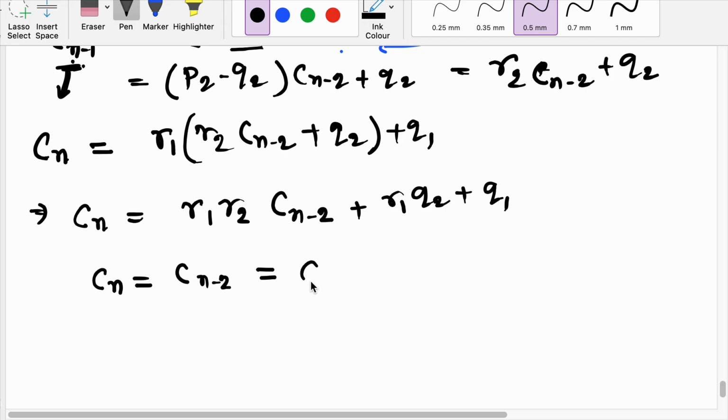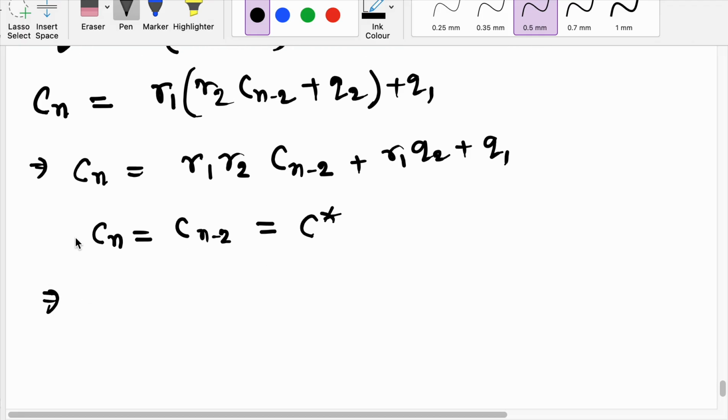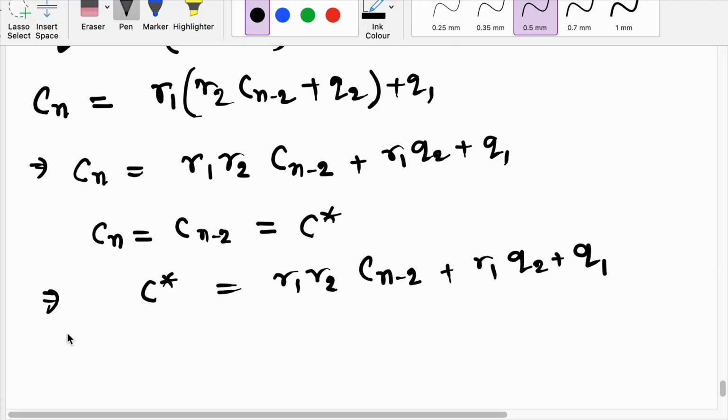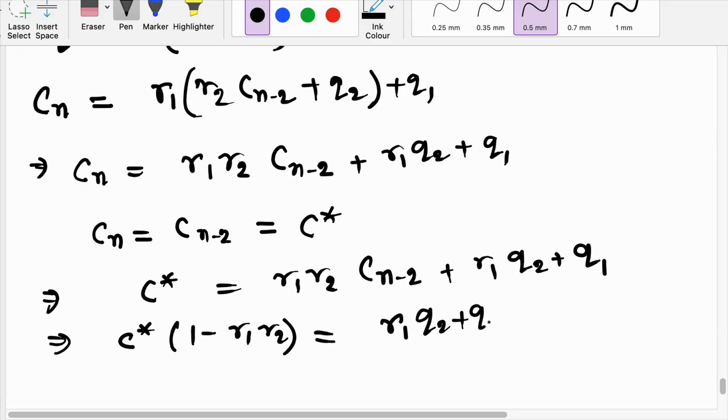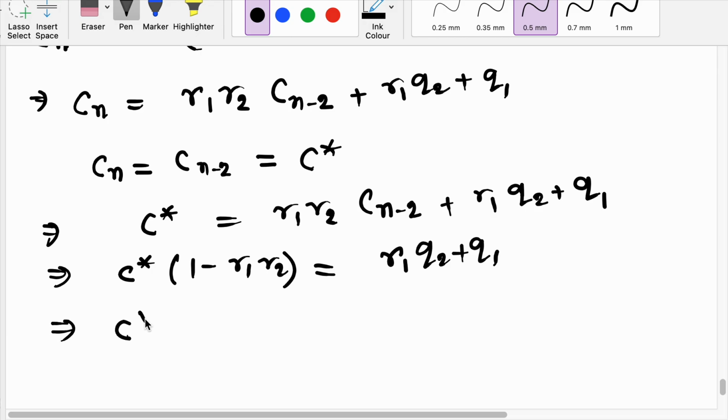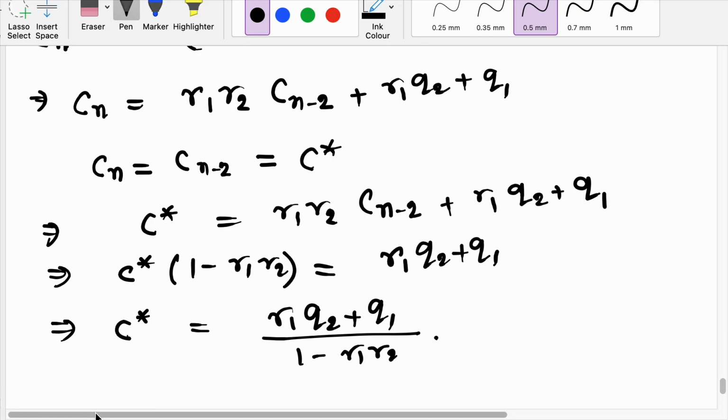So suppose this C star follows this relation, then instead of C just write C star equals R2 Cn minus 2 plus R1 Q2 plus Q1. So this means C star times (1 minus R1 R2) equals R1 Q2 plus Q1, and you will get C star is actually (R1 Q2 plus Q1) by (1 minus R1 R2). Is it clear? This will be my final strategy.